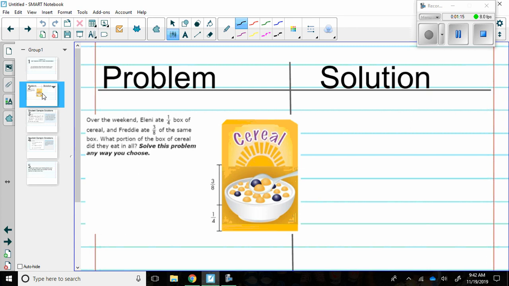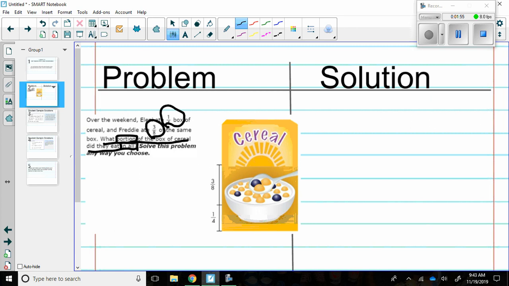Okay, to first solve the problem, I want to use cubes. The first thing I do in cubes is circle the numbers. Here I have a fourth box, and then right here I have 3/8 of the same box. Next, I want to underline my question. What portion of the box of cereal did they eat in all? Next, I want to box the keywords. I want to box the word portion because I know that it's going to entail part of the box that they ate. And then I also want to box the words in all.